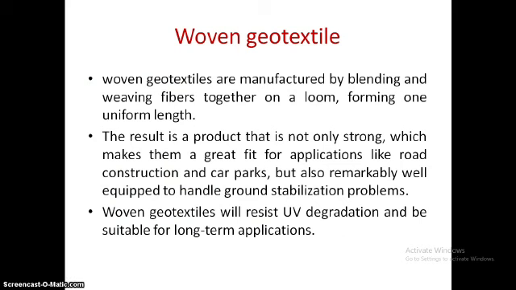Woven geotextile. Woven geotextiles are manufactured by blending and weaving fibers together on a loom, forming one uniform length. The result is a product that is not only strong, which makes them a great fit for applications like road construction and car parks, but also remarkably well equipped to handle ground stabilization problems. Woven geotextiles will resist UV degradation and be suitable for long-term applications.